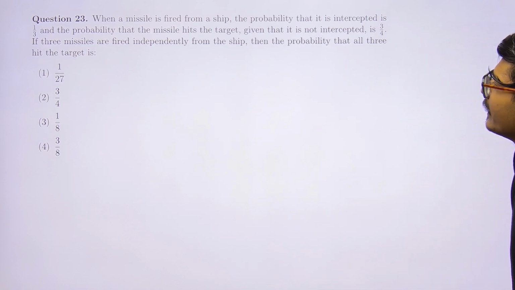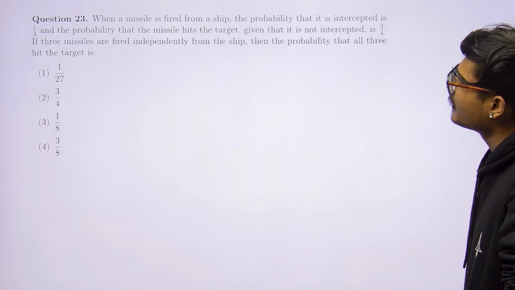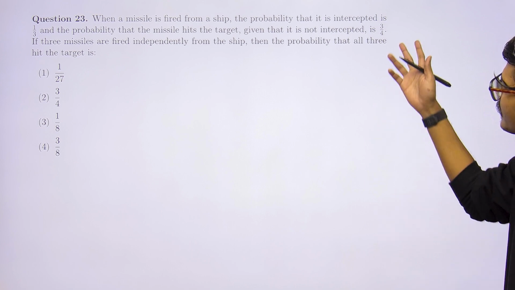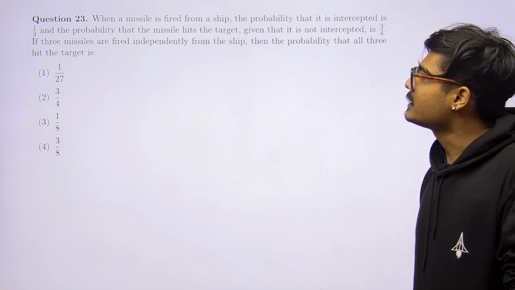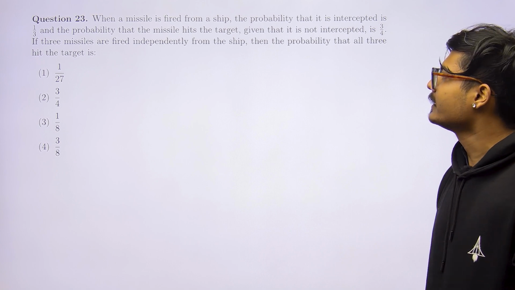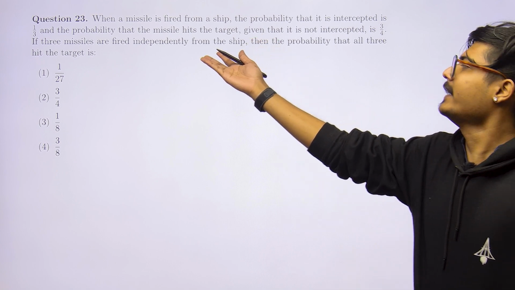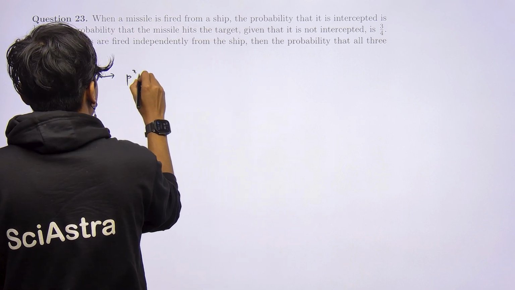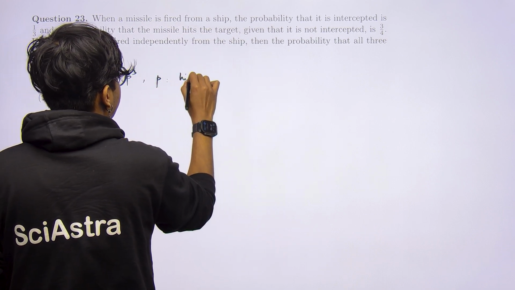When a missile is fired from a ship, the probability that it is intercepted is 1 by 3 and the probability that the missile hits the target given that it's not intercepted is 3 by 4. If you are firing 3 missiles independently from the ship, then find the probability that all 3 hit the target. So first of all, they're independent, right? So this required probability is basically p cubed, where p is the probability that it hits, right?